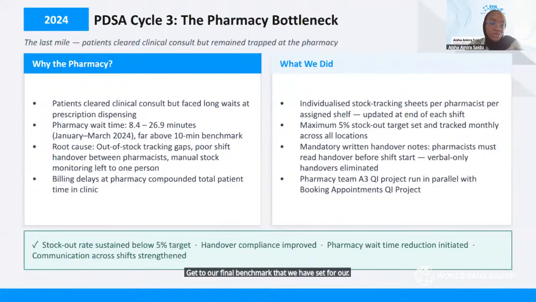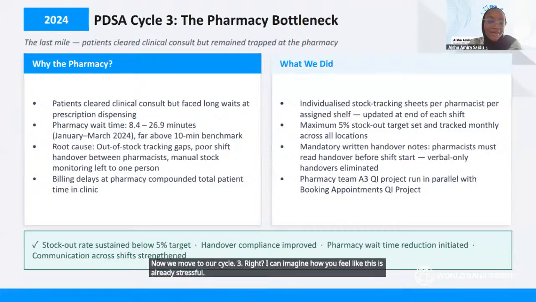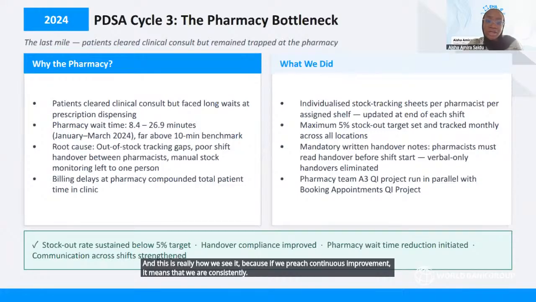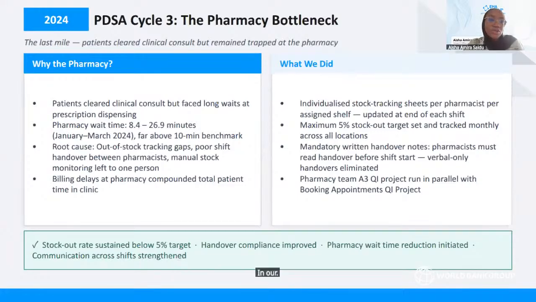Now we move to our cycle 3, right? I can imagine you feel like this is already stressful, like it's never ending. And this is really how we see it, because if we preach continuous improvement, it means that we are consistently improving in all our practice and our system. So in 2024, we tested our cycle 3.